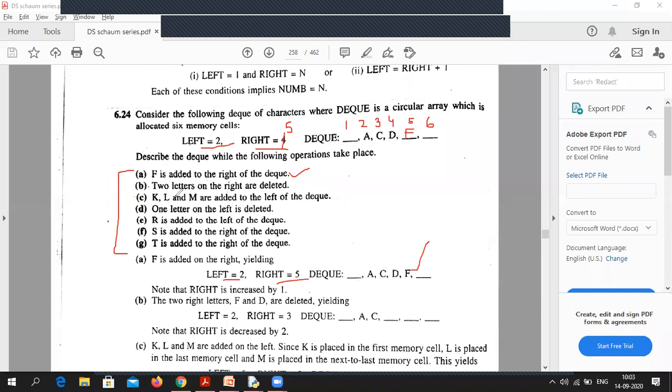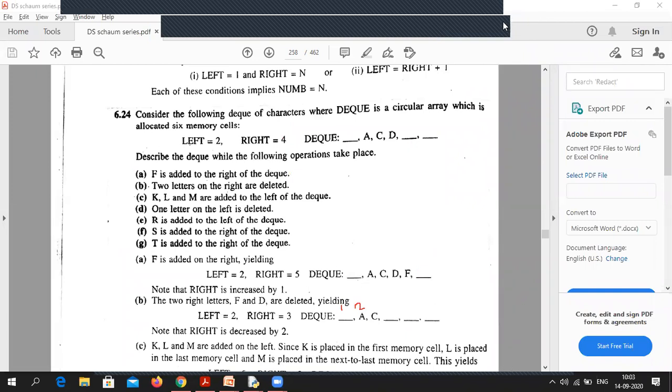Just see this one. Left is now 2, right is 5, and your DQ is like this because right is increased by 1. Now 2 letters on the right are deleted. So whenever you have to delete from the right hand, right should be decremented by 1. So right is 5. Firstly delete this, right would become 4. Next delete this, so right would become 3. So you are like this. Left is 2, right is 3, and your DQ is this one because you have deleted A as well as F.